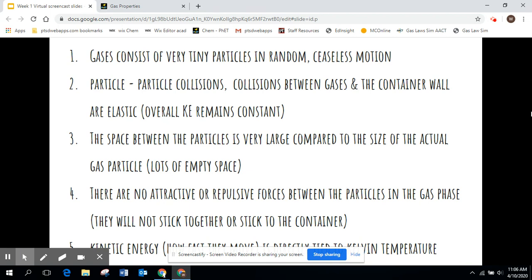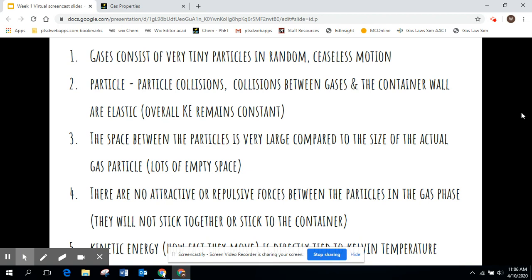Particle-to-particle collisions between gases and the container wall are elastic. That word elastic simply means that the overall energy of the sample is constant. So you'll see that the temperature of the sample will stay the same. Some individual gas atoms might speed up or slow down, but overall, the entire sample's kinetic energy, the energy of their movement, you average it all out, it'll stay the same.